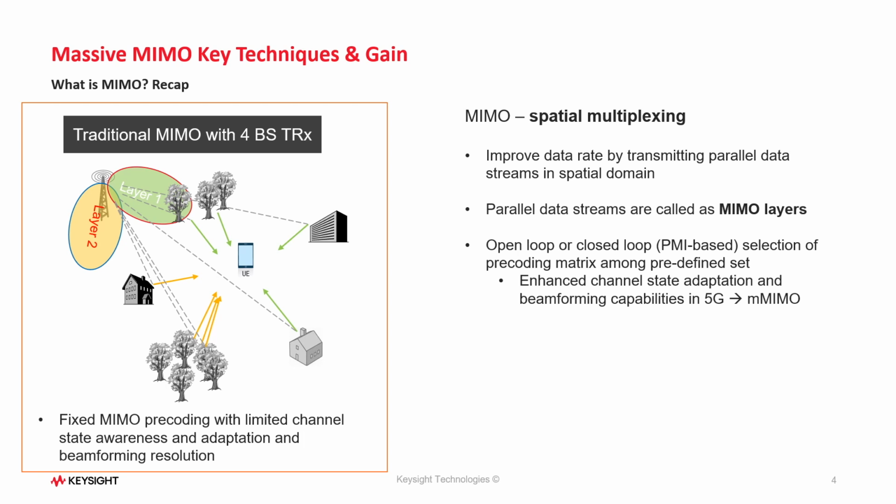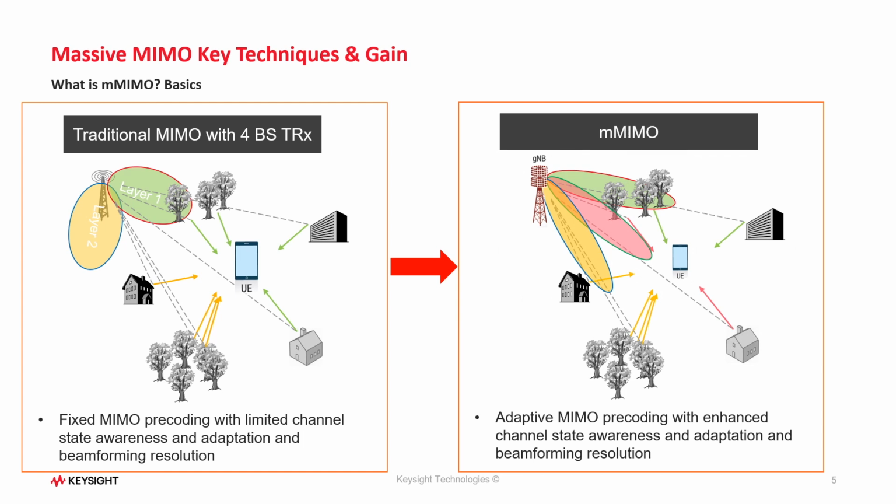The MIMO precoding or beamforming capability with traditional MIMO with low number of antenna ports is quite limited due to the limited channel state awareness and adaptation capability with fixed or limited set of precoding options with open loop or closed loop methods. So what is the difference between MIMO and massive MIMO? Massive MIMO enables better utilization of multipath propagation environment by improved adaptation capability with much better beamforming resolution. It can enable higher number of layers and enhanced reliability.